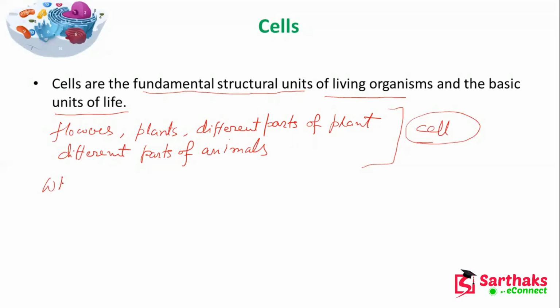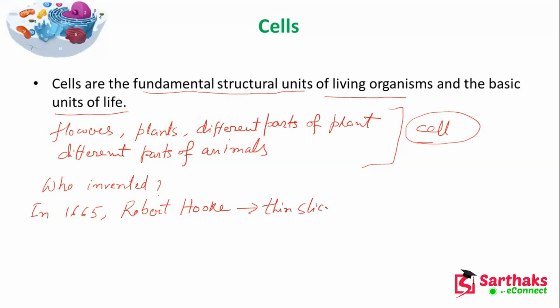Now, I can ask one thing: who invented the cell? You can ask this question. In 1665, an English scientist named Robert Hooke used a microscope to investigate the structure of a thin slice of cork. He had taken a thin slice of cork.